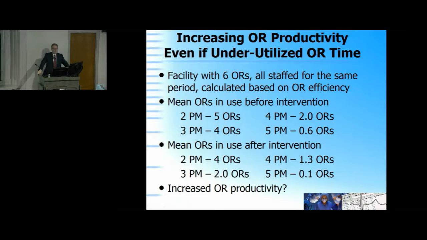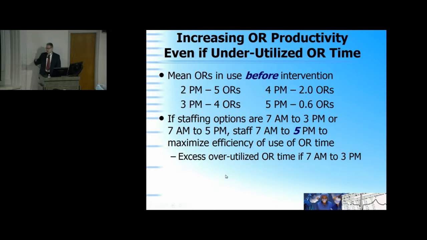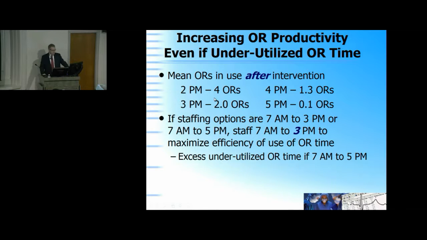So these are made-up numbers, completely made up. Notice I set it up so that at 3 o'clock, here it says 4 operating rooms are running on average, and then here at 3 o'clock, 2 operating rooms running on average. So before the intervention, if it's twice as expensive to finish late than finish early, if you plan your staffing 7 till 3, you'd have a lot of overutilized OR time, and that would be inefficient. And so the result is you plan your staffing 7 till 5. But now, after the intervention, if you plan your staffing 7 till 5, there would be a lot of underutilized OR time, and that would be inefficient.